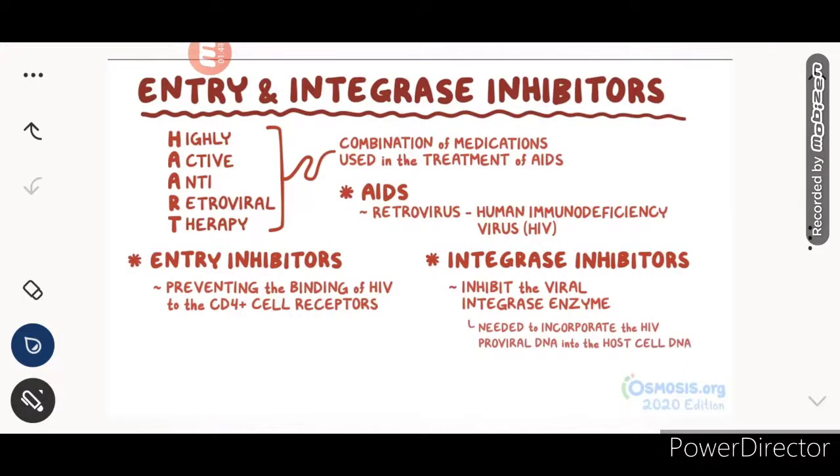And what are these integrase inhibitors? So the viral integrase enzyme, the function I'll tell you further in this animation. These inhibit the viral integrase enzyme that is needed to incorporate the HIV proviral DNA into the host cell DNA. So first are the entry inhibitors, which stop them from entering, and if they enter, the integrase inhibitors stop them from mixing with the host cell. Or we can say it stops the proviral DNA from getting control over the host DNA. So this integrase inhibitor stops this process.